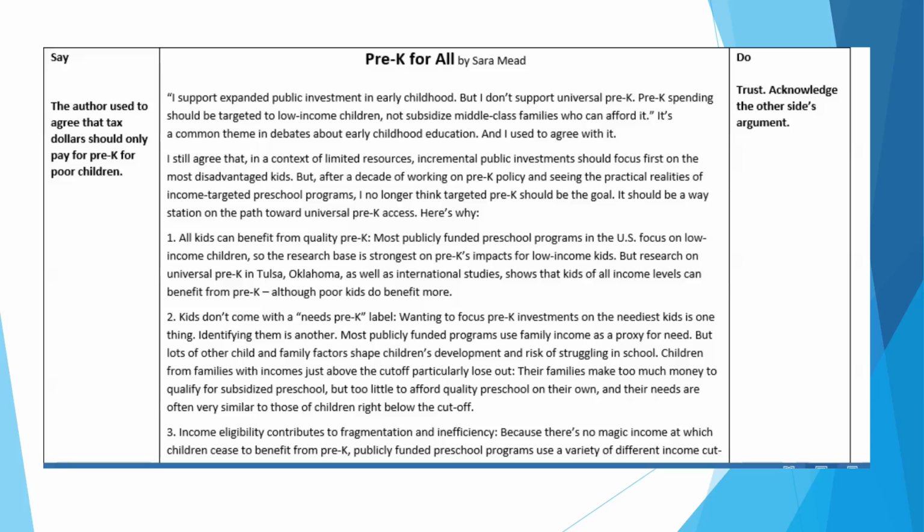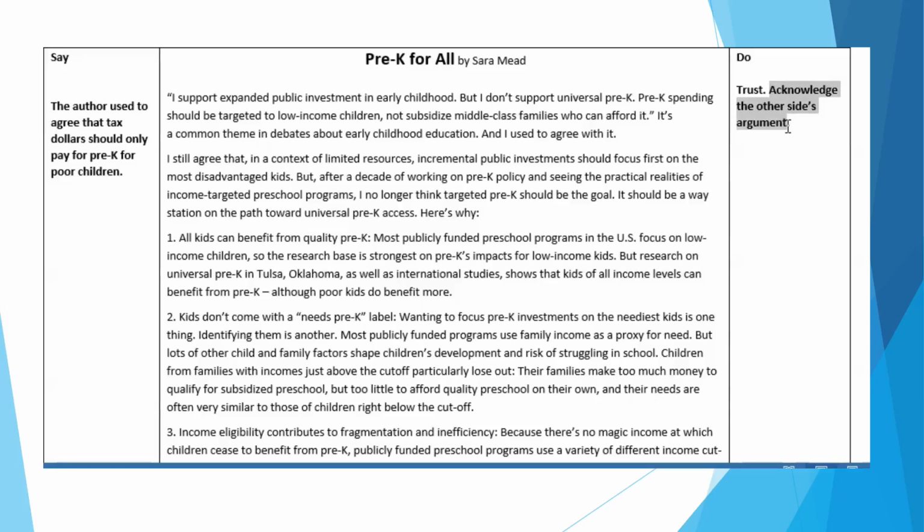And she does the same thing in the second paragraph. I still agree that in a context of limited resources, incremental public investment should focus first on the most disadvantaged kids. But after a decade of working on pre-K policy and seeing the practical realities of income-targeted preschool programs, I no longer think targeted pre-K should be the goal. It should be a way station on the path toward universal pre-K access. Here's why. So again, she's establishing trust. She's again acknowledging that the other side has some good points. So it's basically the same thing.